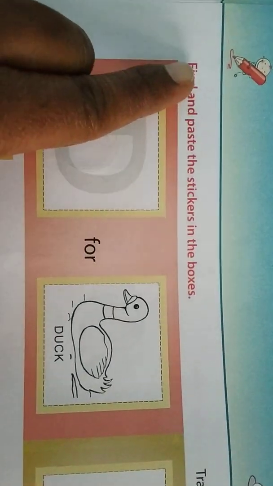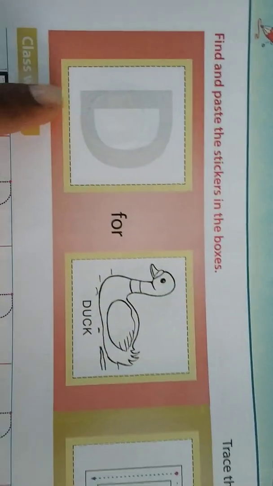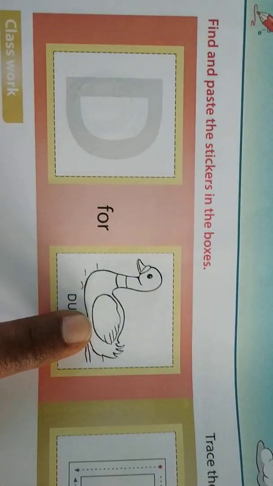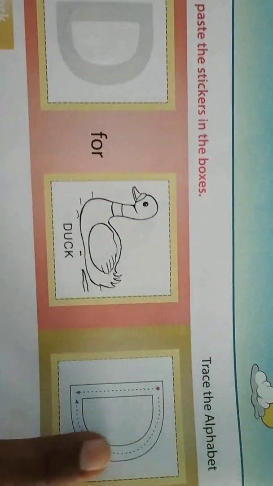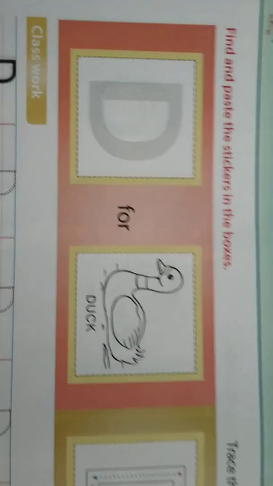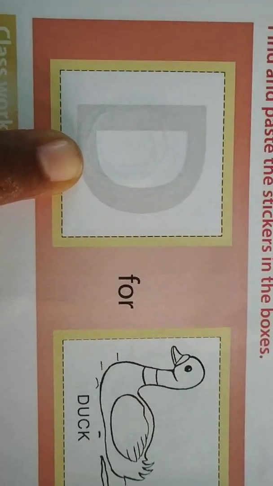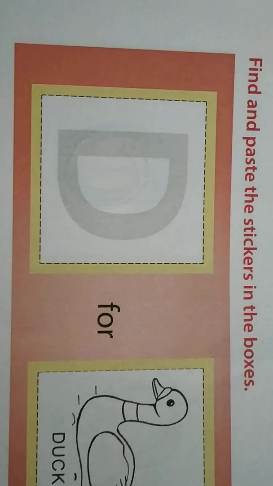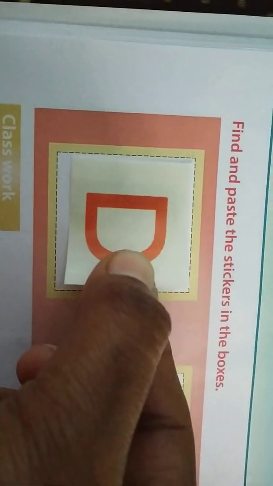Children, see here, find and paste the stickers in the boxes. So first we should paste the stickers here. Here capital D we should paste, here duck we should paste. Okay? Now paste the stickers Nana. Children, which letter is it? It is capital D, no? So we should paste only capital D. See here, this is capital D, no? So paste here Nana.